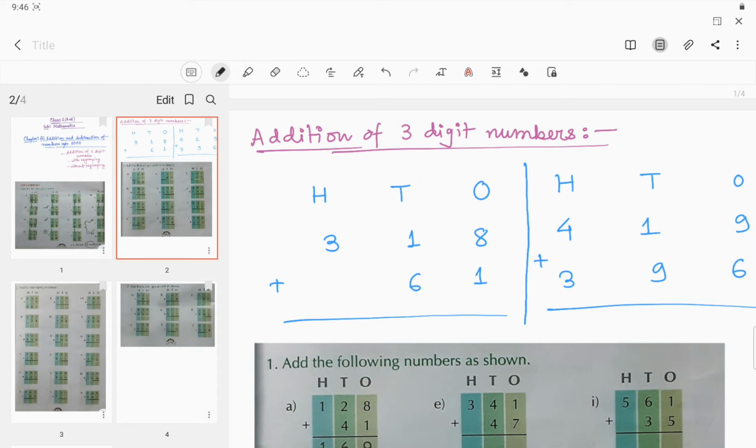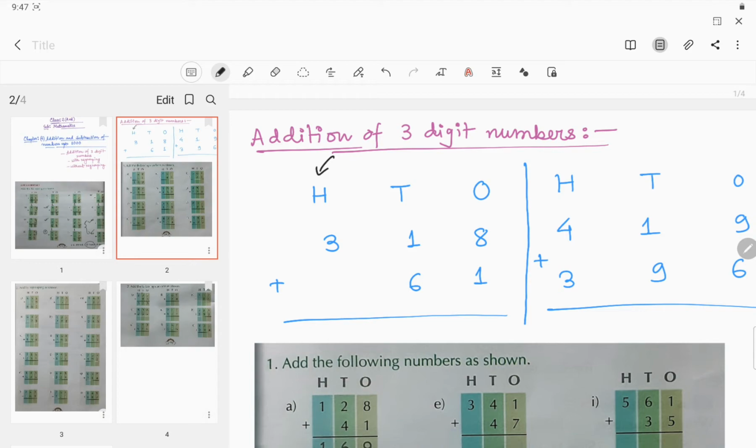We will do these questions in this chapter. Previously I said we have done addition for 2-digit numbers. Now in this chapter we will do the same operation, that is addition and subtraction, but not for 2-digit numbers, we will do it for 3-digit numbers. But here we apply the same logic. Here a new place has come, that is the hundreds place, but we apply the same logic.